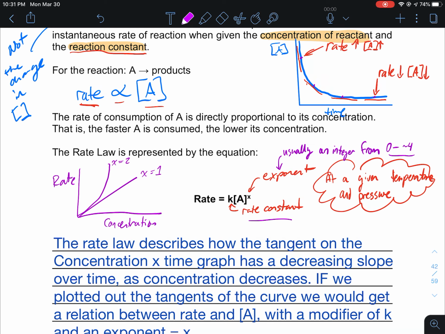You could even have x equals 3. Whoops, that's not how x equals 3 goes. How would x equals 3? Oh, yeah, it would look pretty much the same, just kind of go like that. They would be tighter and tighter, and they'd go higher and higher. So x equals 3. We could have all these different values, and all of these would be described by some sort of rate equals k times A to the x, where x is 1, 2, 3, 4, 5, whatever.